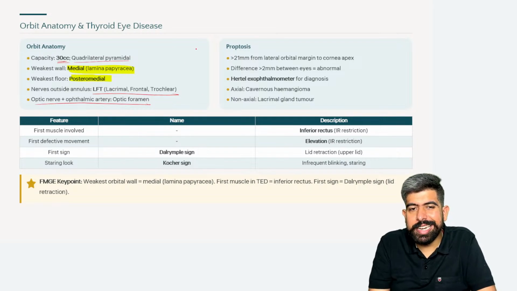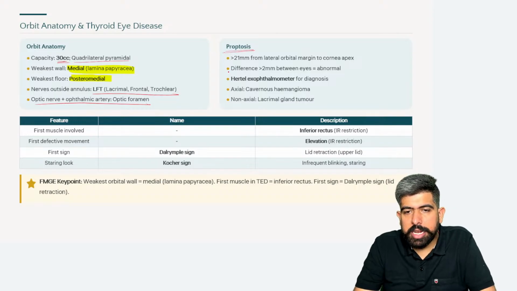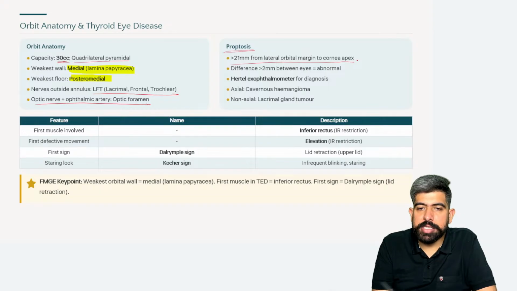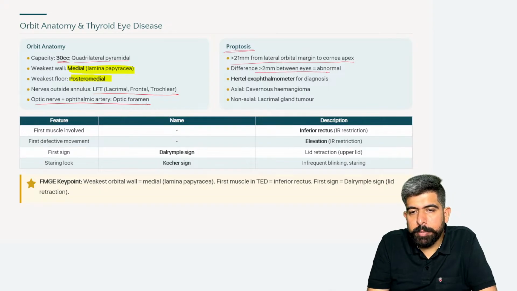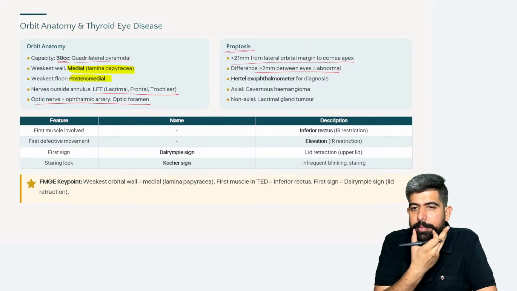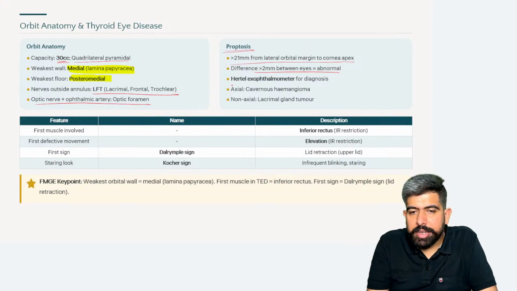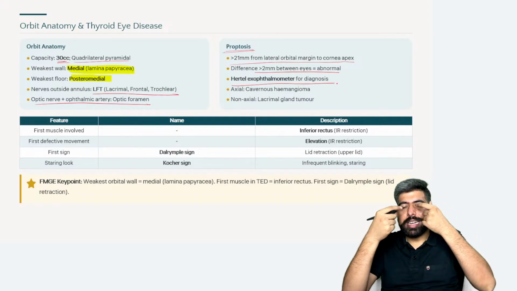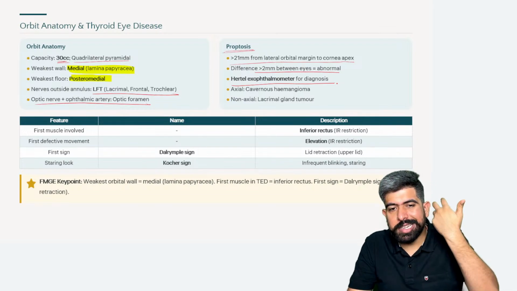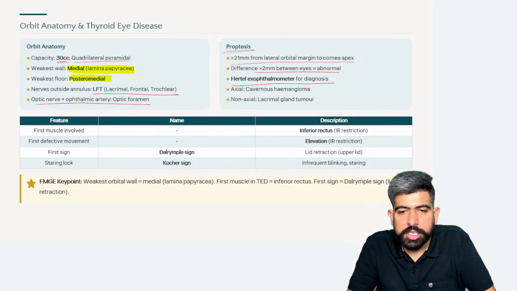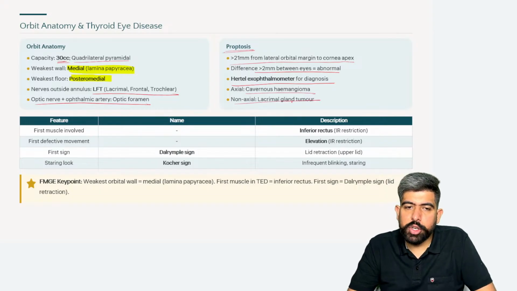Now, the disease related to this: we have proptosis. What is the meaning of proptosis? In cases of thyroid eye disease, more than 21 mm from the lateral orbital margin to the corneal apex will be seen, and a difference of more than 2 mm between both eyes is abnormal. The Hertel exophthalmometer is used for diagnosis. The eye is bulging out, right? So axial, like cavernous hemangioma, or non-axial, like lacrimal gland tumor, can be seen.